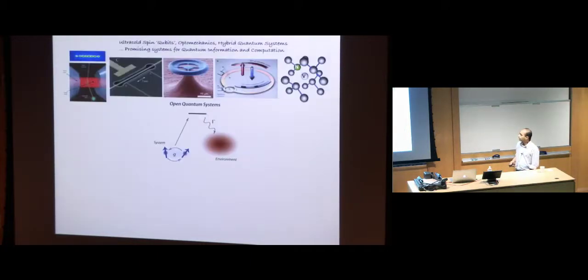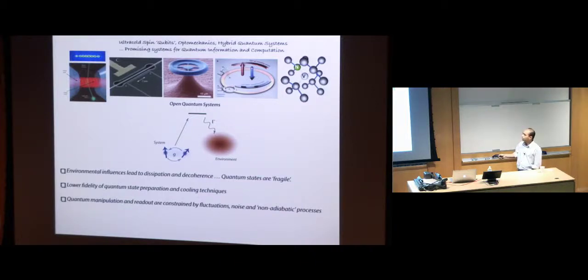And the environmental influence on these systems is usually a bit of a nuisance, in the sense that it leads to dissipation and decoherence. That's why we keep saying quantum states are very, very fragile. It also leads to a lower fidelity of quantum state preparation.